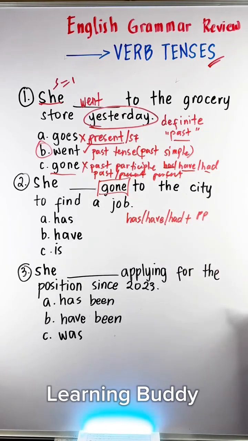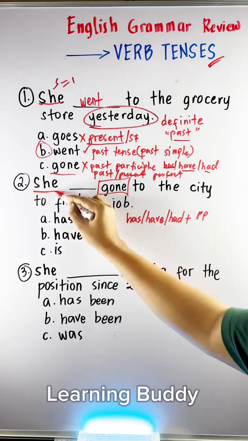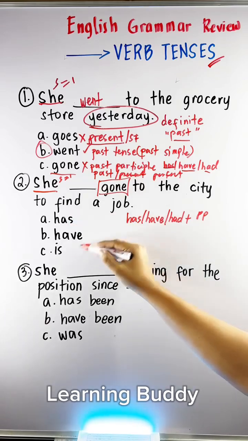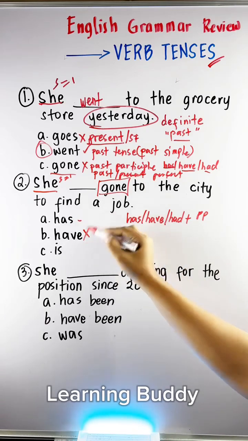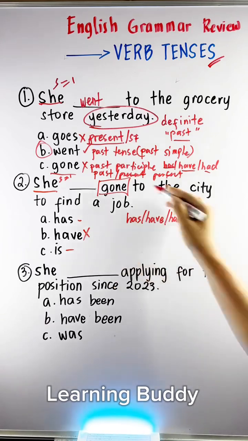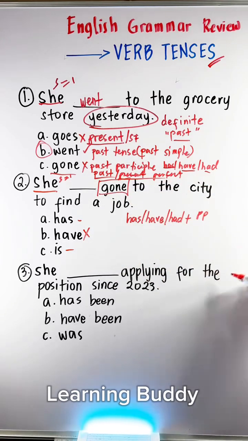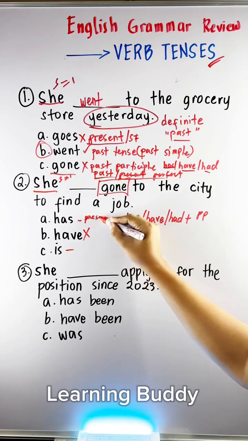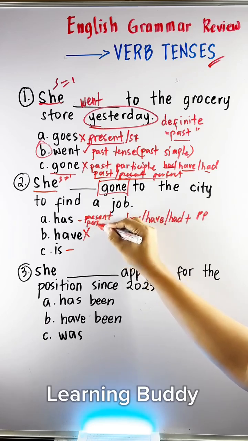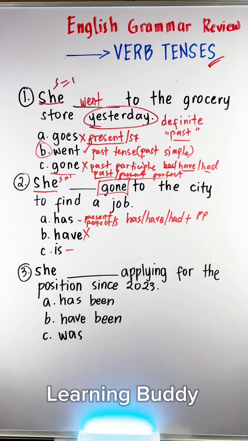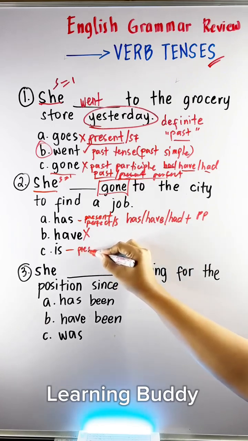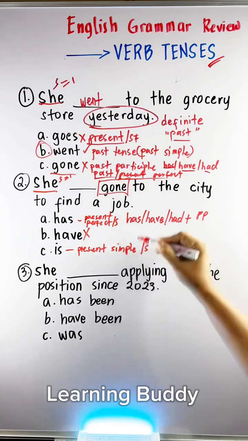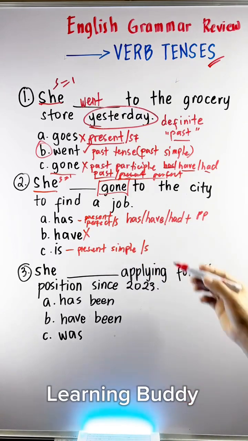So gone is the main verb, it's in the past participle, thus we must provide a helping verb that is has, have, or had. We will not answer B, have, for the subject is singular. She, the pronoun she as the subject is singular. And have is not used for she. What we must use is the word has to have a present perfect singular verb phrase. C is not the answer, for this is called present simple, meaning this verb is used in present simple tenses. Alright? The answer is has.